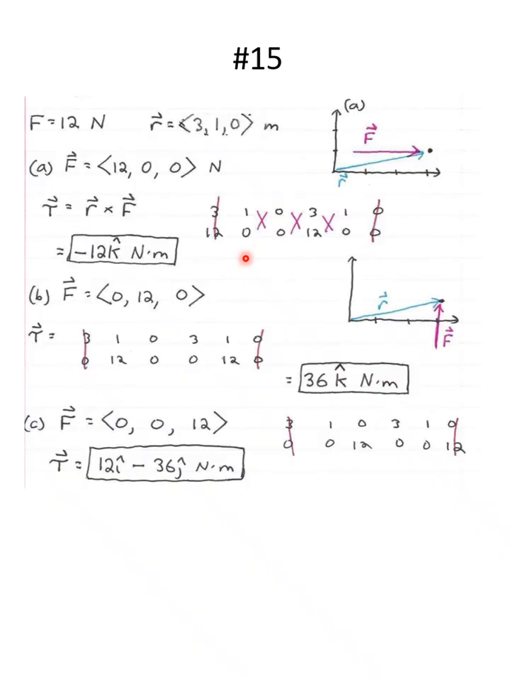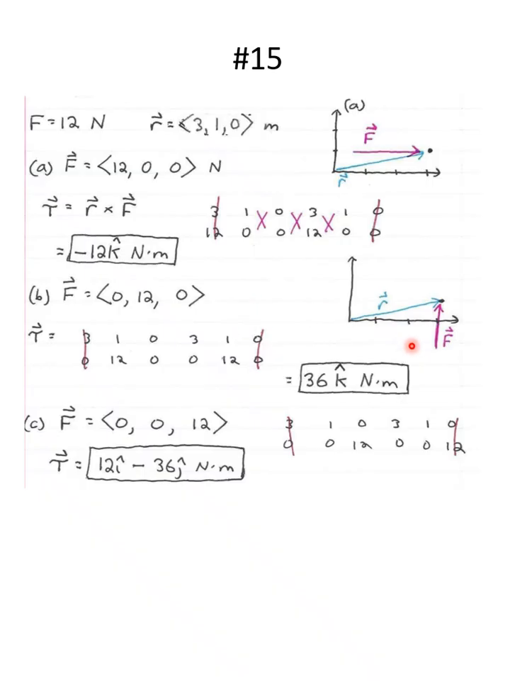That's the x direction, the i hat component, and that's 0. Next, 0 times 12 minus 3 times 0. That's the y component, the j hat, and that's 0. And then we have 3 times 0 minus 1 times 12. That's negative 12 in the z direction. So it's going to be negative 12 k hat Newton meters. And that corresponds with, using the right-hand rule on the picture, we could see it should have been in the negative k hat direction. Part B, now the force is completely in the y direction.